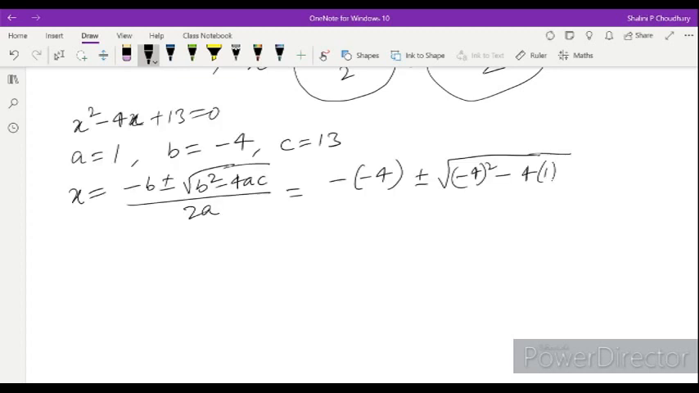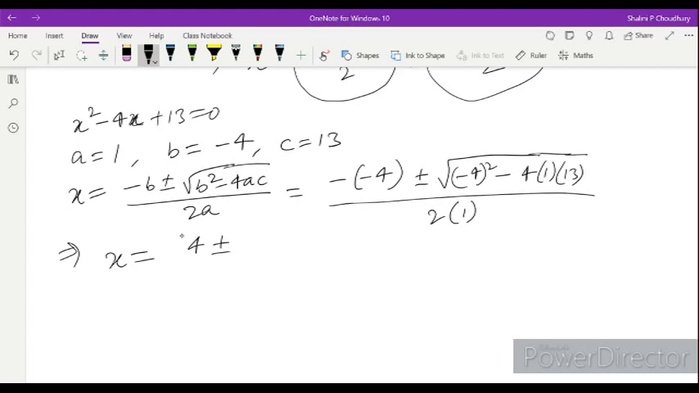Another, a is equal to 1 and c is equal to 13, divided by 2a. So 2 into a value is 1. Okay, so roots of x will be equal to minus of minus 4, which is plus 4, plus minus square root of minus 4 square will be 16, minus 4 into 13, 13 fours are 52. Okay, divided by 2.